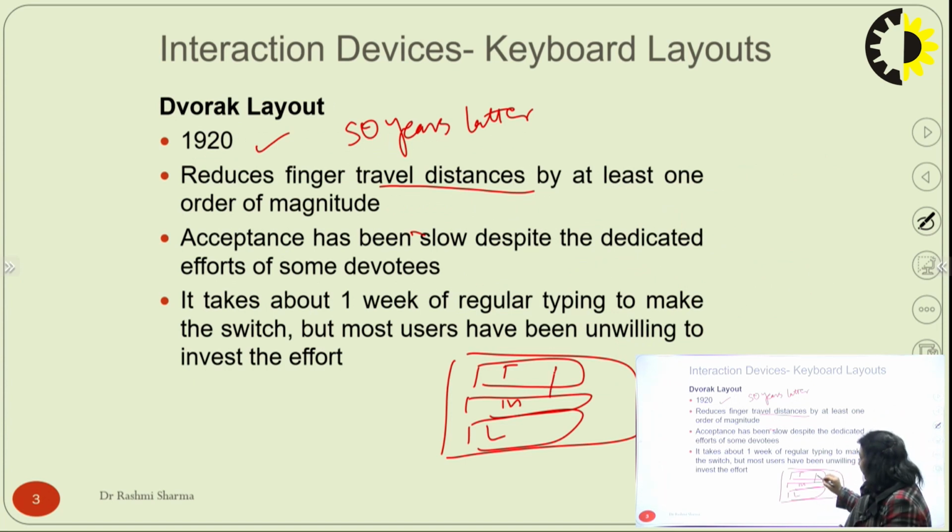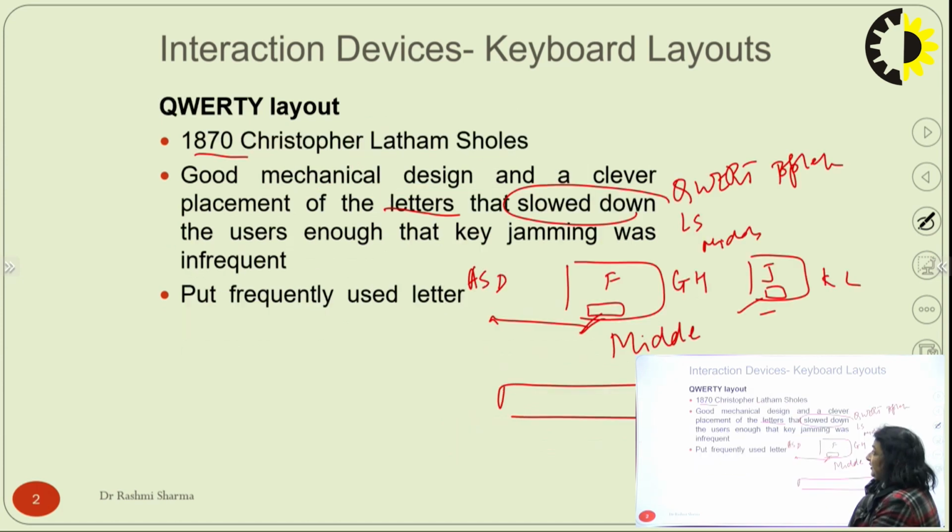Only you can move here, or similarly you can move here and here. So with the least distances, your travel distance is less, so it reduces the finger stress also. Acceptance has been slow despite dedicated efforts from some devotees. This keyboard was usually less acceptable.